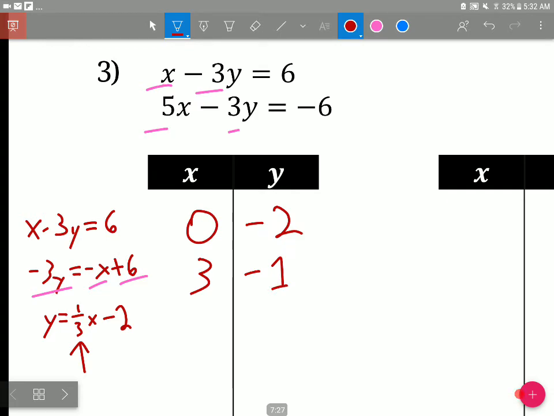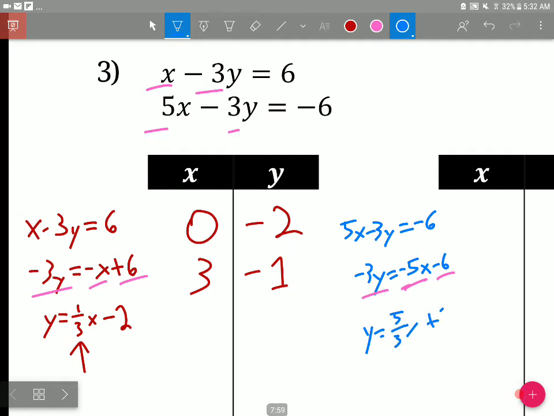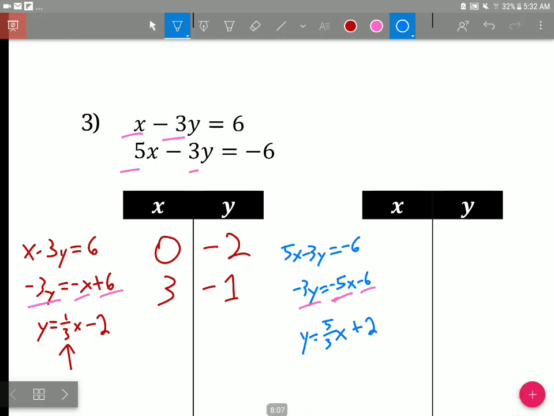Okay, let's do the other one. 5x minus 3y equals negative 6. Move the 5x, so that's negative 3y equals negative 5x minus 6. Divide everything by negative 3. Oops, I dropped my x. Minus 6. Divide everything by negative 3. So I got y equals 5/3 x plus 2. Let's make that a better 2. All right, so that's that equation.